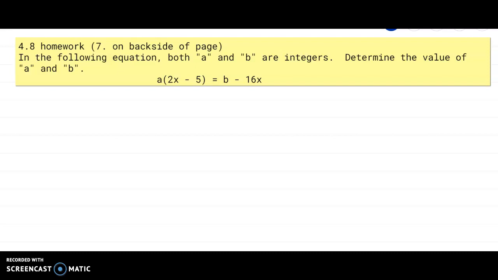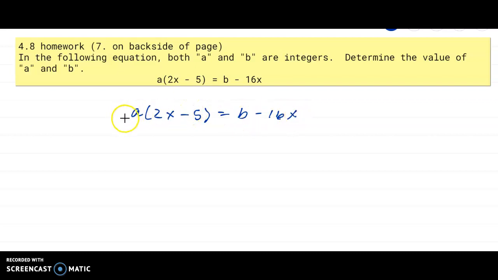Okay, this is homework 4.8, and we're starting with problem number 7, which is on the back side of your homework. You're given the following equation, where both a and b are integers. Determine the value of a and b. A times 2x minus 5 equals b minus 16x. So start by writing the equation on your page: a times 2x minus 5 is equal to b minus 16x.